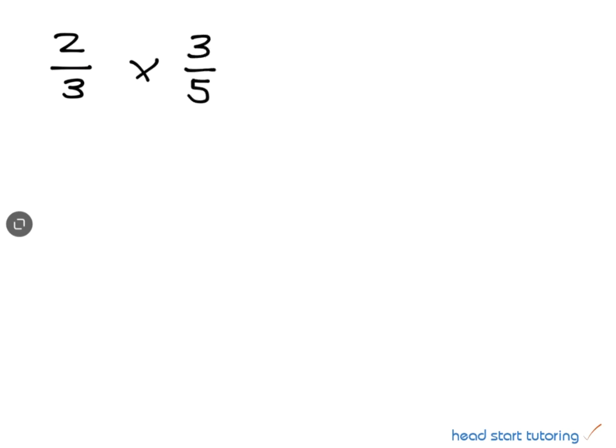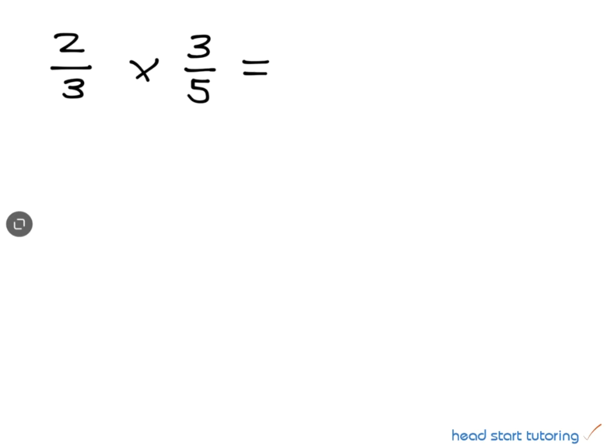2 over 3 multiplied by 3 over 5. Right, when we are working with fractions and when we are multiplying fractions together, what we need to do is quite different to what we do when we are adding and subtracting fractions. We do not get a common denominator, so that is very important. So when we are multiplying fractions, all we do is we times our numerators together and we times our denominators together, and then we simplify.